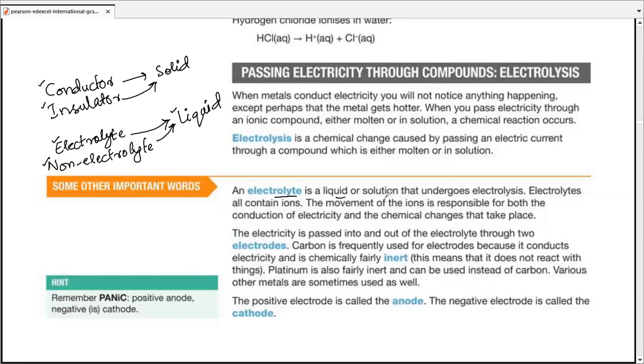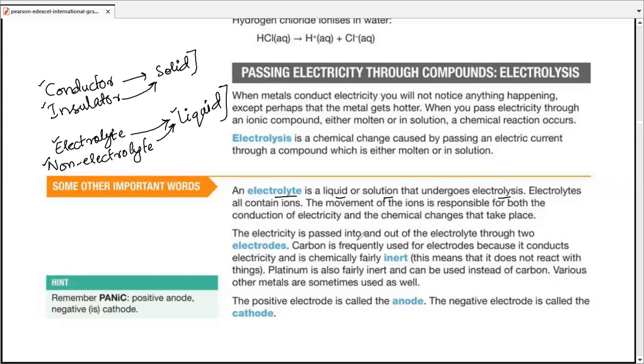Electrolyte is a liquid or a solution that can undergo electrolysis. Actually, when electricity is passed through it, it goes through a chemical reaction, a decomposition reaction to be precise, in which the movement of ions is responsible for the conduction of electricity, and they cause the chemical change to take place. If a liquid cannot conduct electricity, we call it a non-electrolyte. So we're going to use these words for this state of matter.